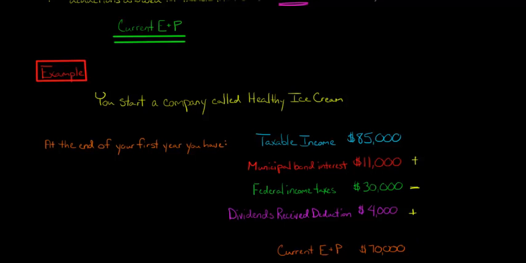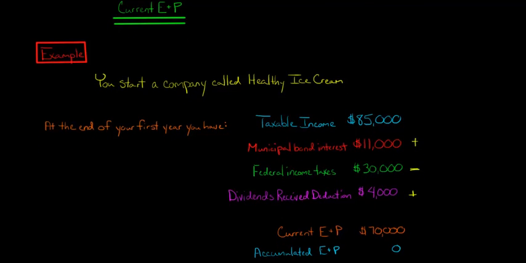Now, if you said, well, what's the accumulated E&P? The accumulated E&P is just everything from the past, right? Everything from years before this one. Now, this is a startup. This was your first year in business, so your accumulated E&P is zero, right? Now, let's pretend that we go into year 2 and that you didn't have any dividends or any kind of distribution. You had nothing happen that would affect your E&P balance, right?